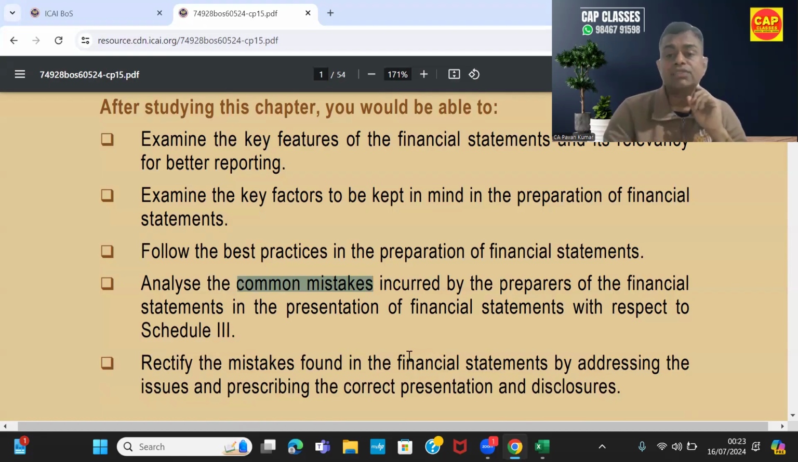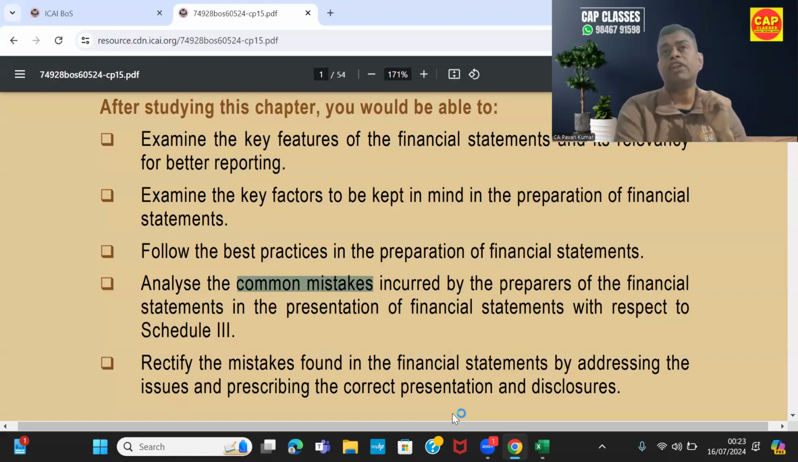Rectify the mistakes found in financial statements by addressing the issues. How do you address the issue? And prescribe the correct presentation and disclosure. That means a high level rectification of errors. In CA Foundation, you might have seen rectification of errors. In your 11th, 12th, or in your BCom, in accounting, you might have seen rectification of errors.